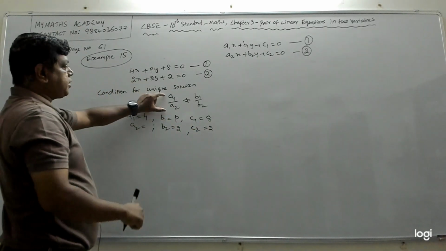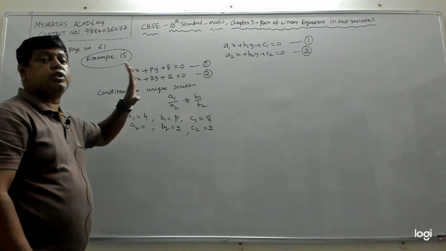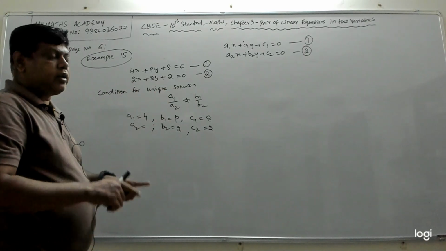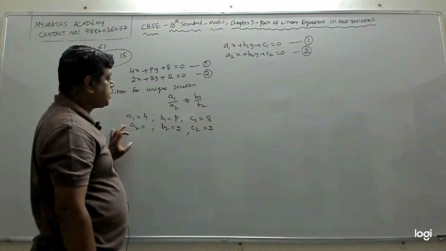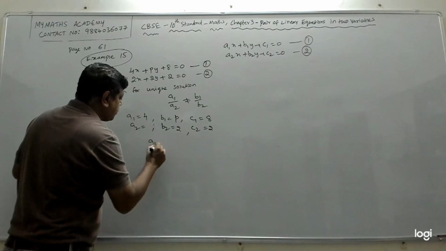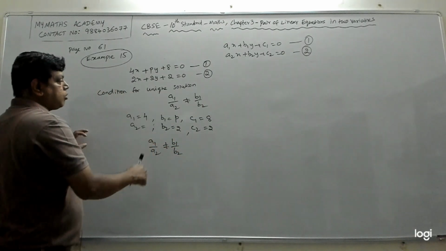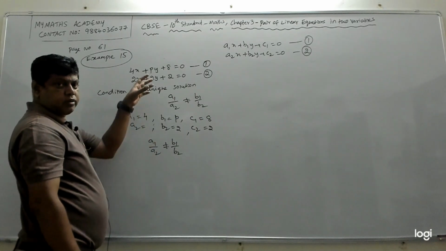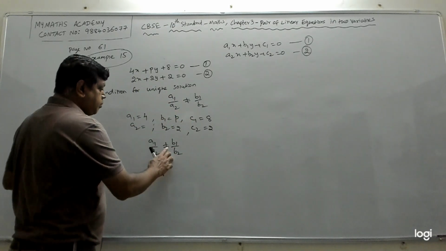Now we need this condition because it says for what value of p the given set of equations has a unique solution. Unique solution means this condition, as per Table 3.4 on page number 46 in your textbook, must be satisfied. So a1 by a2 is not equal to b1 by b2. This is the condition for unique solution.